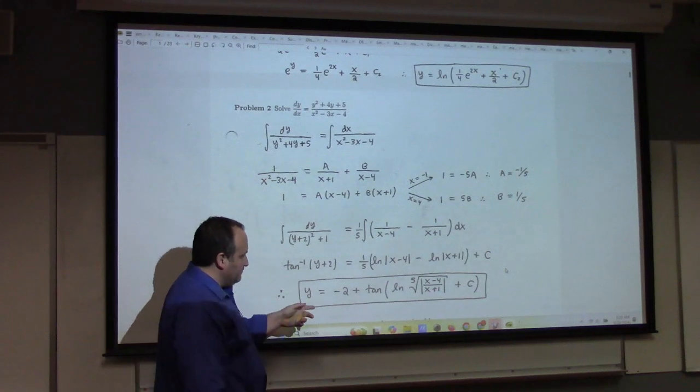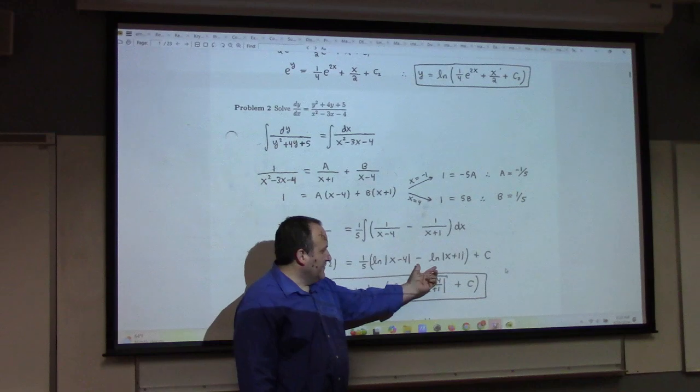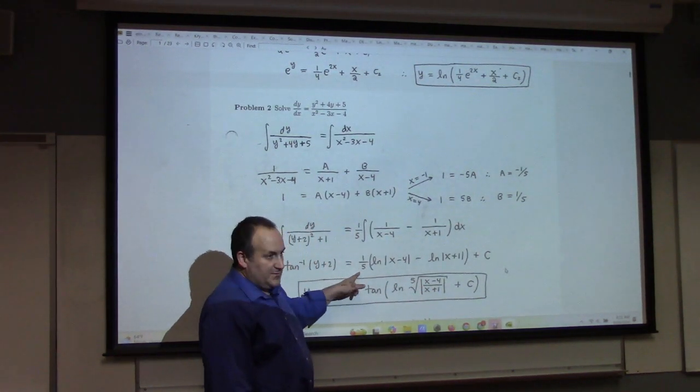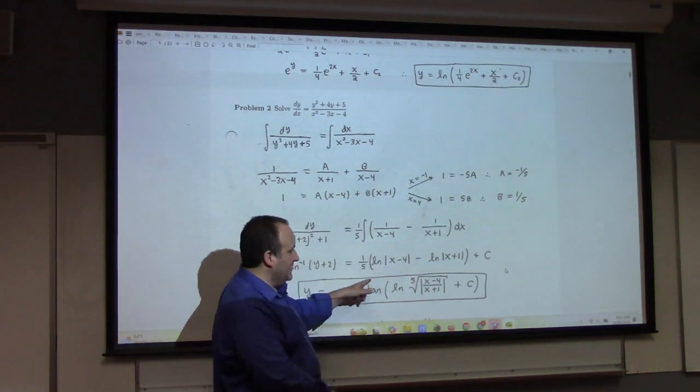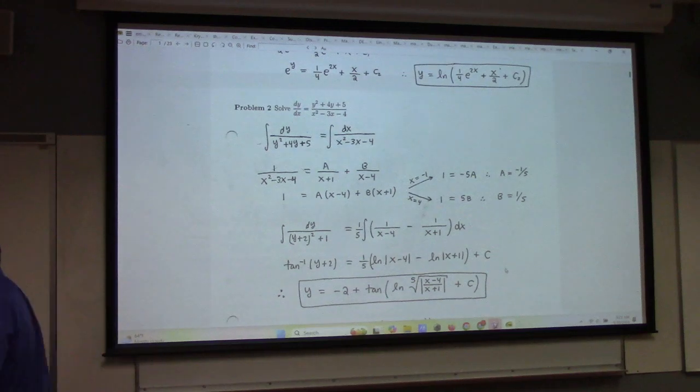Now this right here, I'm simplifying. What am I doing? So the difference of two natural logs is the natural log of the quotient, right? And then I've got a 1/5 multiplying it. When you bring 1/5 inside, it becomes the 1/5 power. So you could do that. Now if you didn't do that, again, I wouldn't take points off.